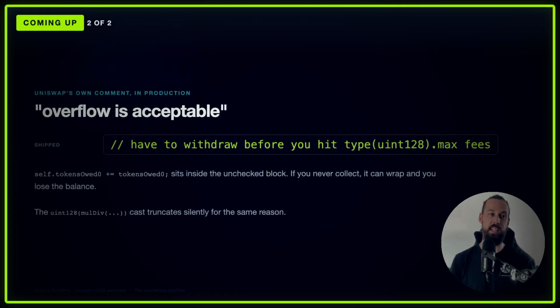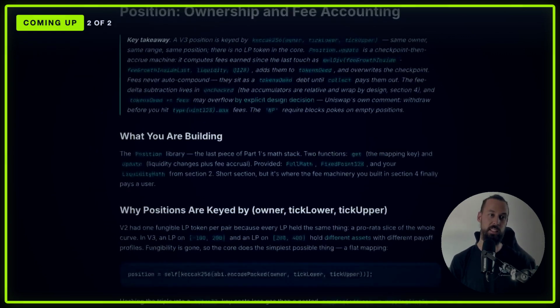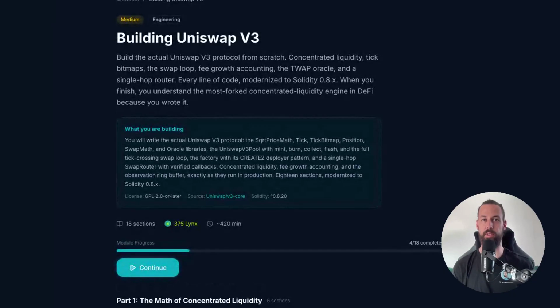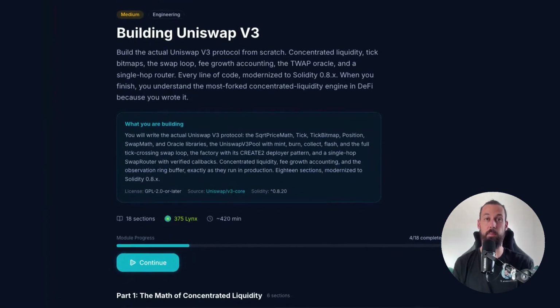And then the last line, which is the interesting one for auditors. Tokens owed plus equals inside the unchecked block, with Uniswap's own comment sitting above it, shipped in production. Overflow is acceptable. You have to withdraw before you hit uint128 max fees. So this can wrap. Okay, in Uniswap V2, when you provide liquidity, you get a token back, an LP token.